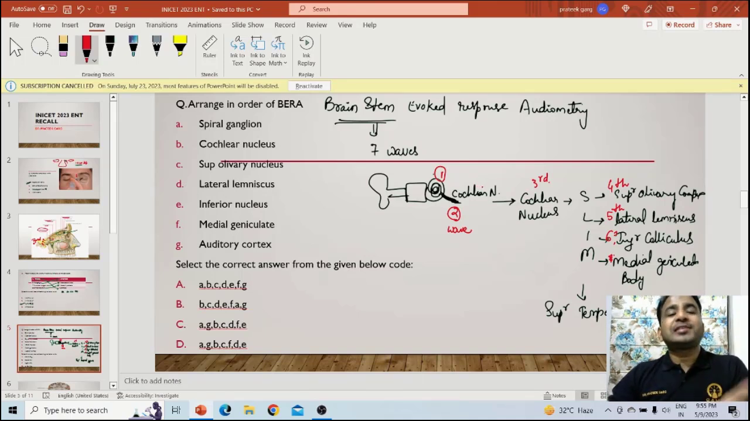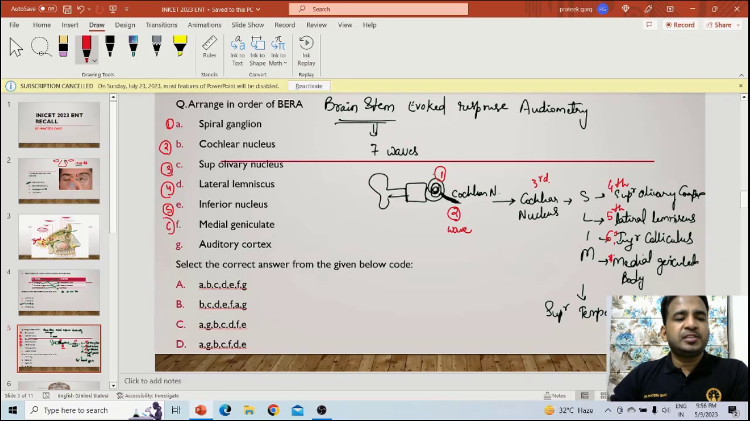Now, the examiner wants to ask what is the correct sequence in which the BERA waves are recorded. So we understood that the first wave is from the spiral ganglion, which is present in the cochlea. So A would be the first. Then comes the distal part of the cochlear nerve, which is not in the options. Then next comes the cochlear nucleus. Then after the cochlear nucleus comes the superior olivary complex. After superior olivary complex, what is there? Lateral lemniscus. After lateral lemniscus, what is there? Inferior colliculus.